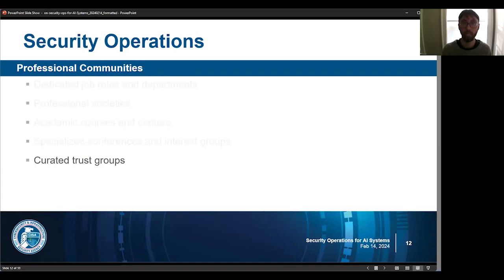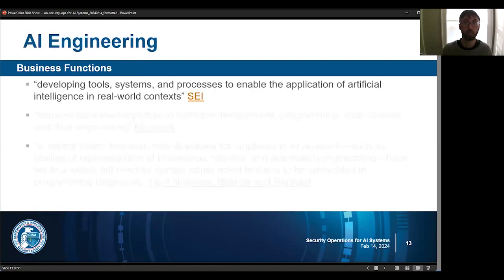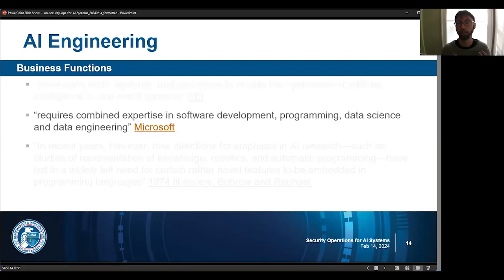Kirchhoff's principle notwithstanding, there are some things where it is valuable to keep certain things private. Now, on the other side, current state for AI engineering. One way of thinking about this is just developing tools that apply AI to things. The whole AI engineering term has sort of been developed by the SEI, but lots of people are holding it. There are posts at tech companies for AI engineers as a job role.